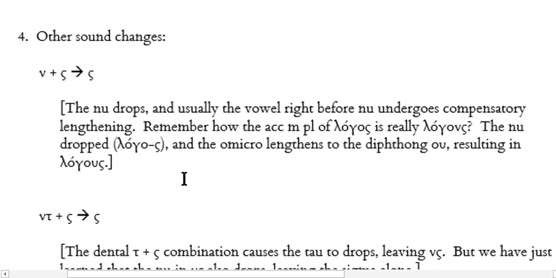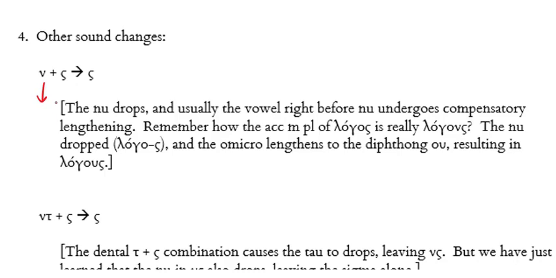Now, what are some other sound changes? A nu plus a sigma becomes just a sigma. That is to say, the nu also falls out. Why? Well, pronounce an N sound. Everybody. N. Now pronounce a T sound. T. D. Th. N. Is your tongue in the same place? It is, because nu is a dental nasal. And because it's a dental, it's going to fall out before the sigma.